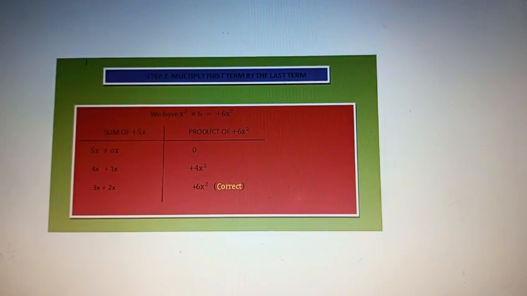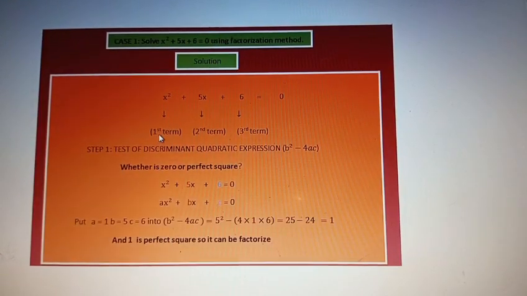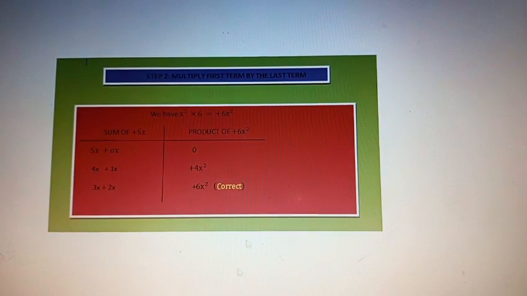Then we now move to Step 2. Multiply the first term by the last term. What is the first term and the last term? The first term here is s squared and the last term here is 6. So we are going to say s squared times 6 will give us 6s squared. And that is why we have s squared times 6 will give us plus 6s squared.